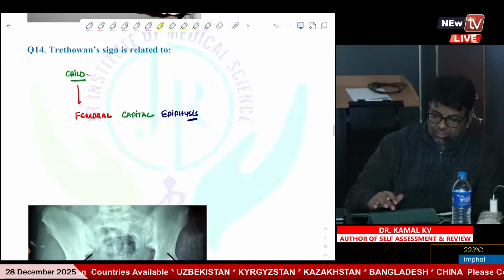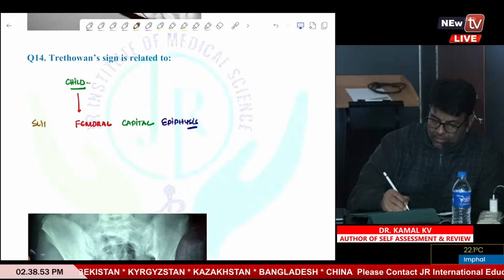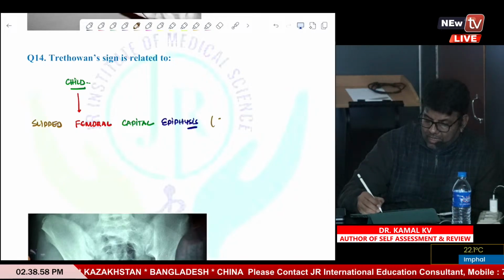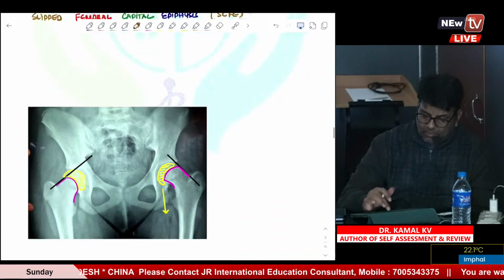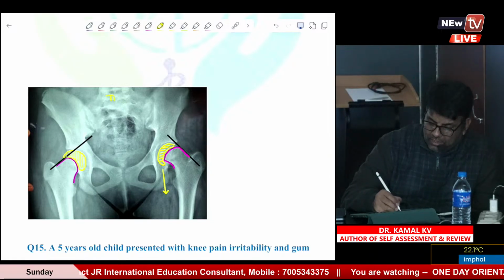So what is this condition called? Slipped capital femoral epiphysis. So this is SCFE. Clear? So this is very important. So this is Trethowan sign.